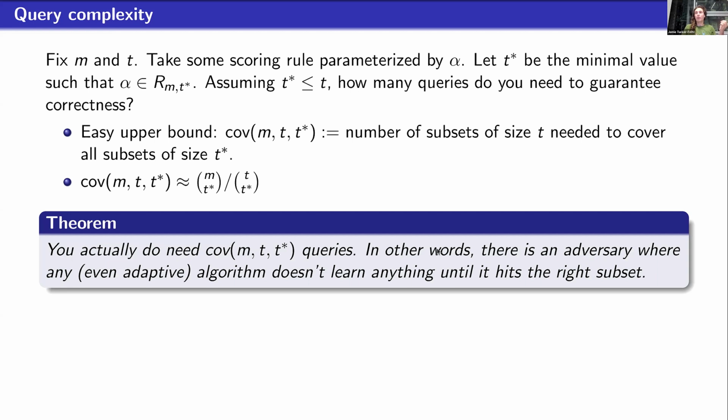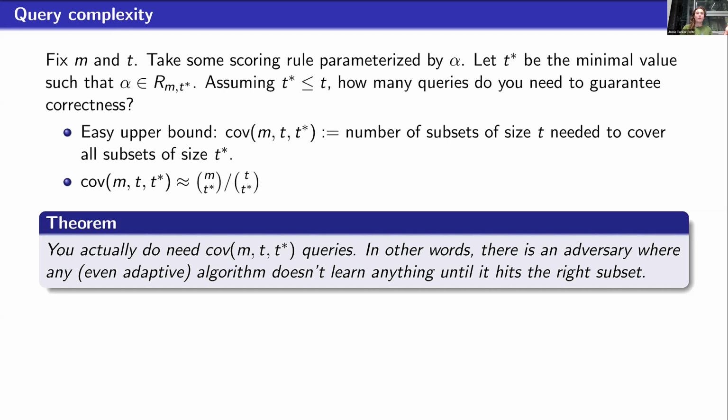What this boils down to is showing that we can have some query adversary where there is some specific subset of the candidates that an algorithm needs to query in order to learn any useful information. That basically implies that you do need to query this many times for a deterministic algorithm to get the correct answer, because that might be the last subset that you query, right? It is possible to hide one specific subset such that if you query that, you'll learn who the winner is according to alpha, and if you don't query that, you'll never learn anything. So even an adaptive algorithm, if it's deterministic, can't do anything here.